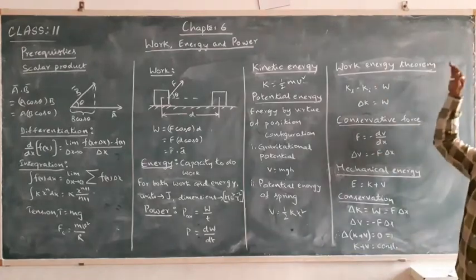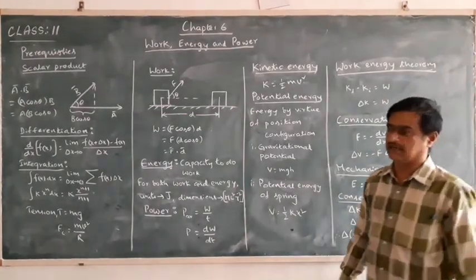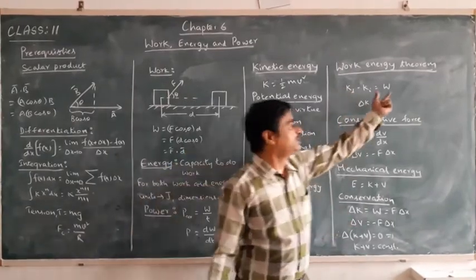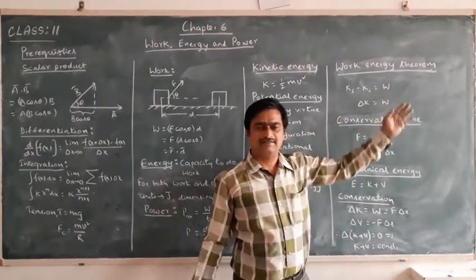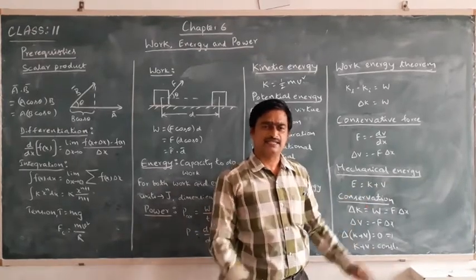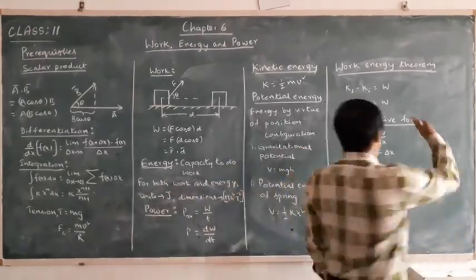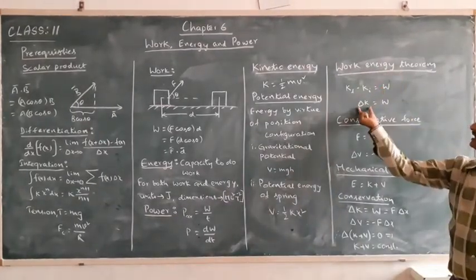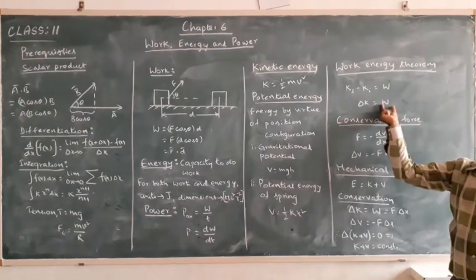Now, the work energy theorem. The change in kinetic energy is equal to the work done. Whenever there is a change in the kinetic energy, some work is done and they are equated with each other. It is called the work energy theorem. Delta K is equal to W.